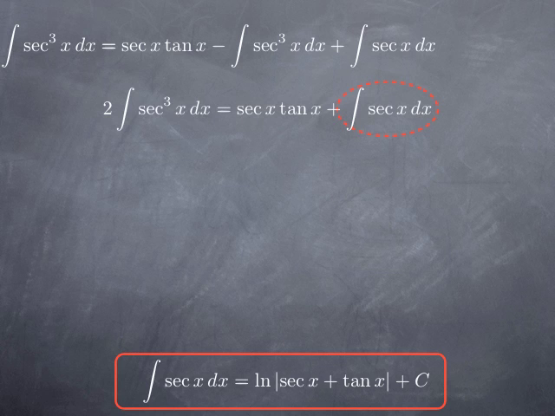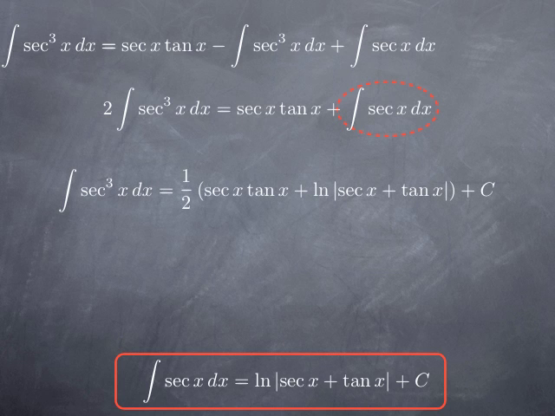In fact, this integral, that is the part missing, is given by the formula at the bottom. So now the integral of secant cube x dx is 1/2 of the sum of secant x tangent x plus an antiderivative of secant x, which is given by natural log of secant x plus tangent x. All this is, of course, up to a constant.